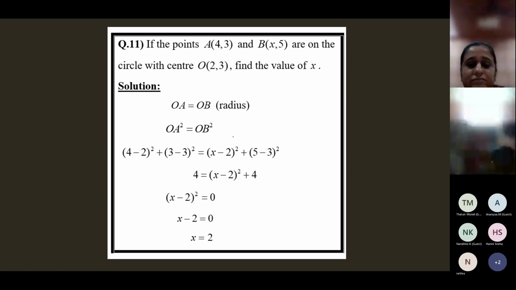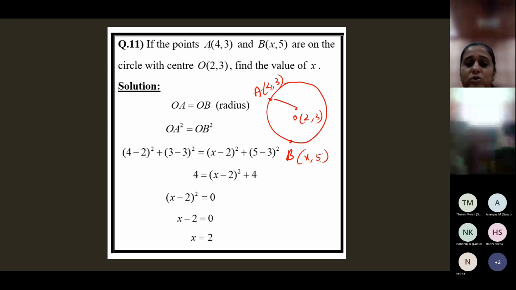I'll draw again. Circle, center O, address is (2, 3). A is a point on the circle, (4, 3). You can take B here. B is another point on the circle, (x, 5). Okay, so join O to A, radius, O to B, radius. OA is equal to OB. So that's the condition. Now you have an equality. It's easy to work now.